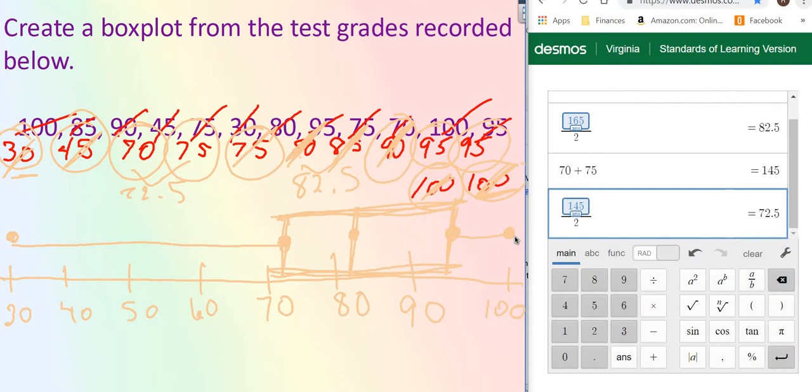Now remember that 25% of the data is between 30 and 72.5. 25% is between 72.5 and 82.5. 25% is between 82.5 and 95. And the last 25% is between 95 and 100. So whenever they ask you about what percentage of data, you know that each whisker and each part inside the box is each worth 25%. Okay?